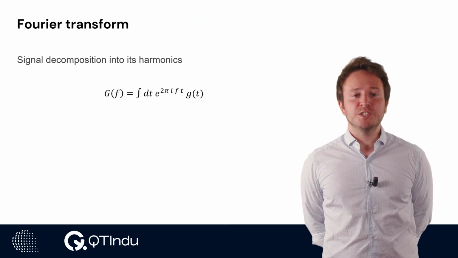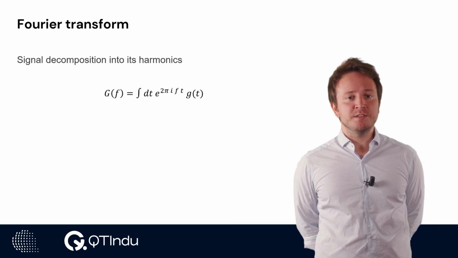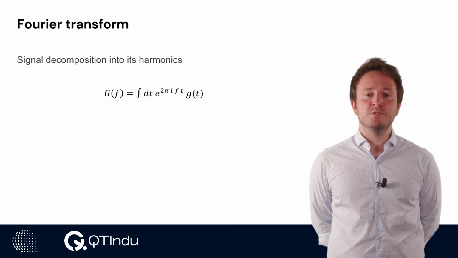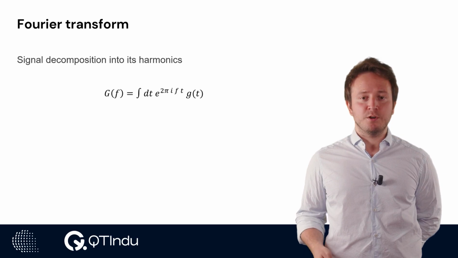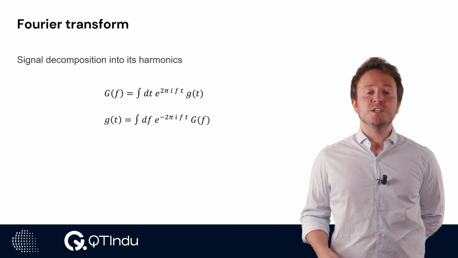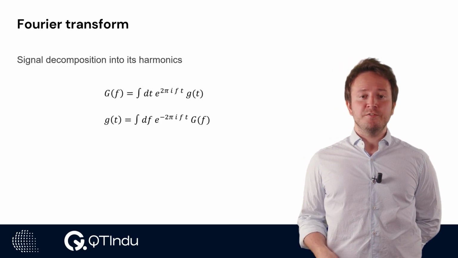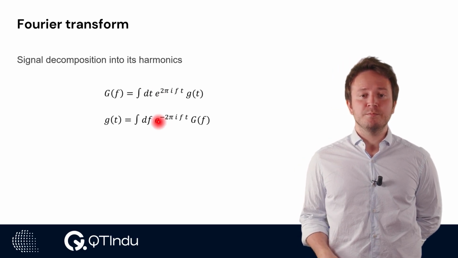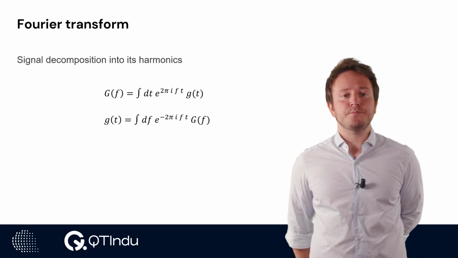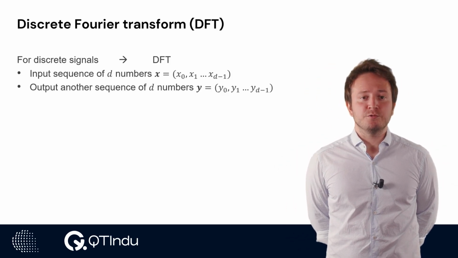So the Fourier transformation is a very common tool in signal analysis. And essentially what it does is decompose a signal into its harmonics, as one can see from this equation. The inverse Fourier transform essentially is a very similar transformation. The only difference is that the phase factor is flipped by a minus sign. Now, this was the continuous version of the Fourier transform.